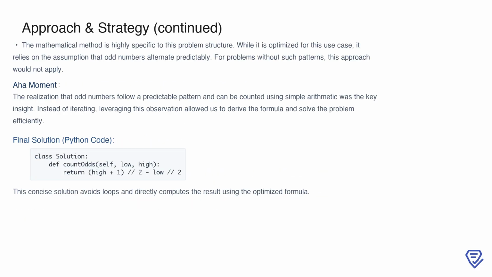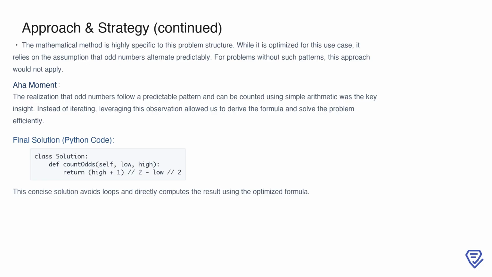The mathematical approach is the chosen solution for this problem because it is both efficient and elegant. Unlike the brute force method, which is too slow for large ranges, this optimized formula computes the result in constant time, regardless of the range size. However, this approach does have a trade-off. It is highly specific to problems where such patterns, like the alternation of odd and even numbers, exist. For scenarios without such predictable patterns, this method would not be applicable.